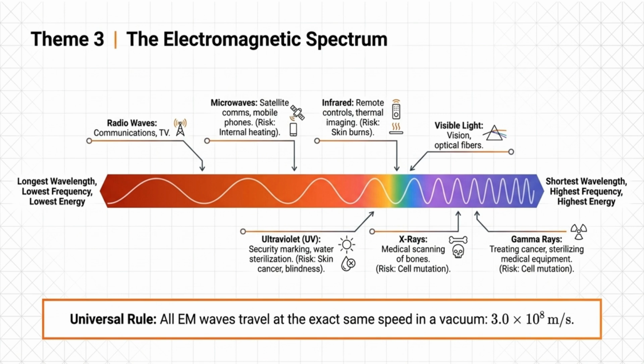The electromagnetic spectrum is a continuous range of waves. On the left, radio waves have the longest wavelength and lowest energy. As we move right through microwaves, infrared, visible light, ultraviolet, and X-rays, we reach gamma rays, which have the shortest wavelength and highest energy. Each has specific uses and risks, such as UV causing skin cancer or X-rays causing cell mutation. The universal rule to remember is that all EM waves travel at the exact same speed in a vacuum, 3.0 times 10 to the power of 8 meters per second.